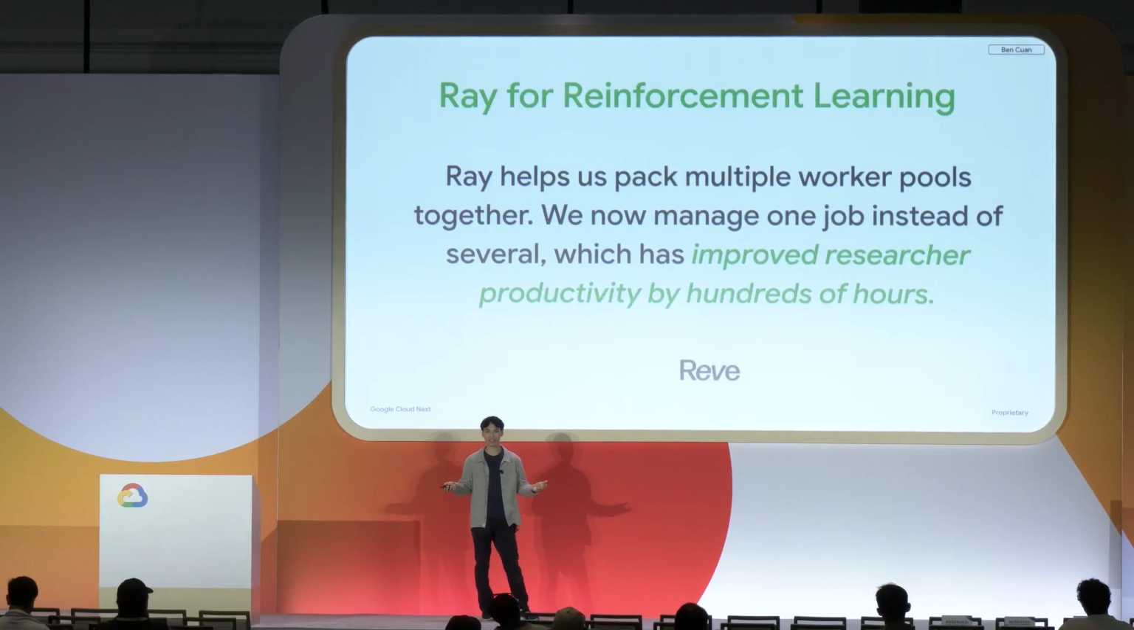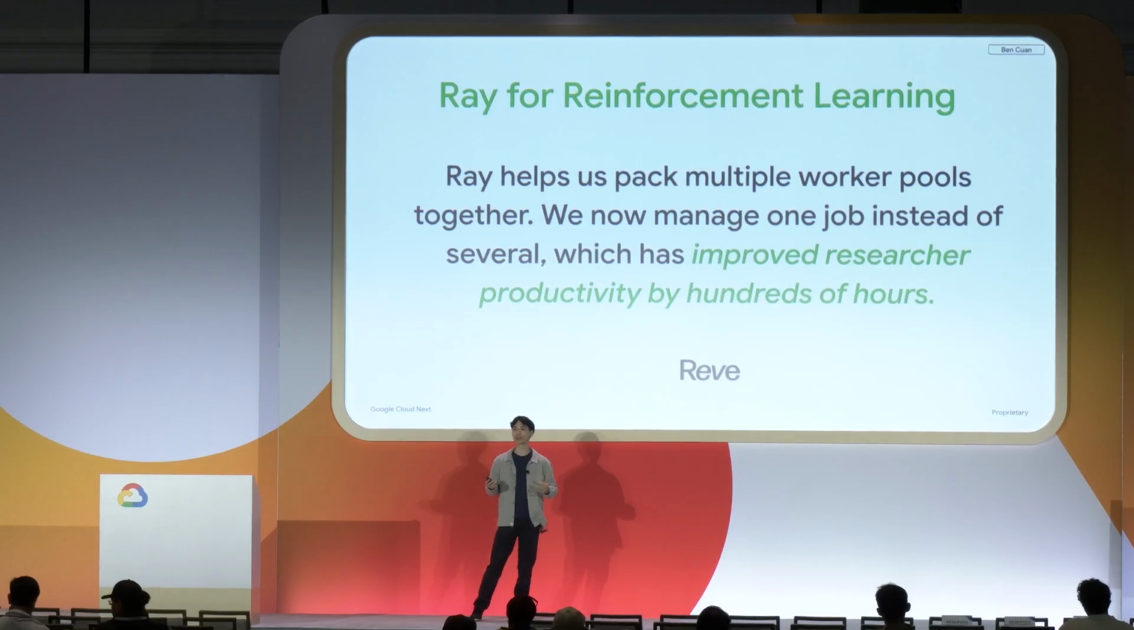So the main highlight here is that now that we have auxiliary workers and we're able to package many different types of workloads into a single job, that really saves a lot of developer and researcher time, since we don't have to deal with the additional overhead of managing a bunch of different things.